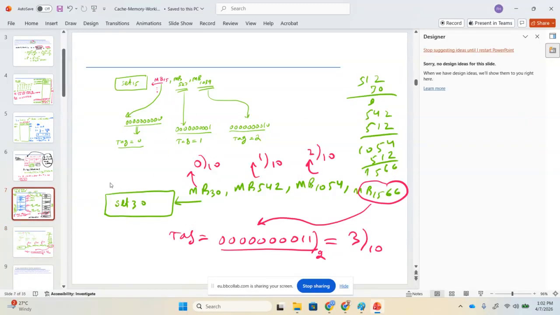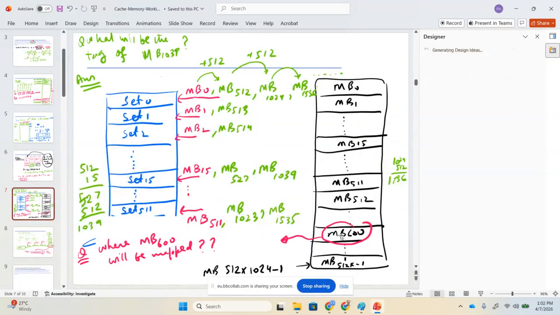Okay. Can anyone tell me what about MB? No one answered me this question. Where will MB600 be mapped? So it will be in the second iteration or the first tag. I know that, somewhere there. Is there any formula for that? There is, I think, but I forgot. Yeah, but that's the question that I'm asking.